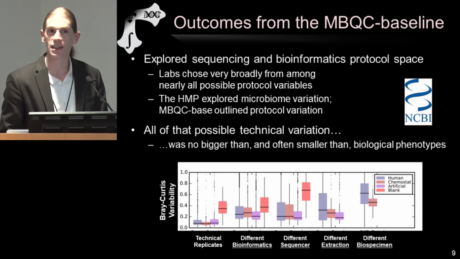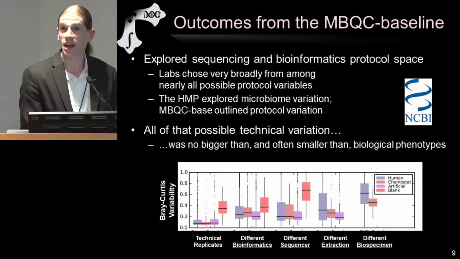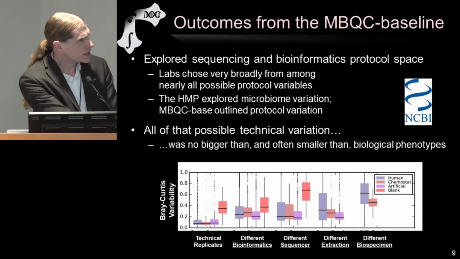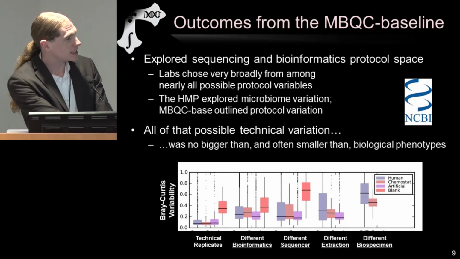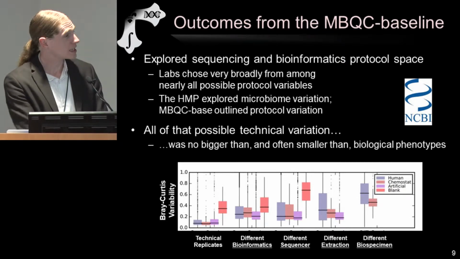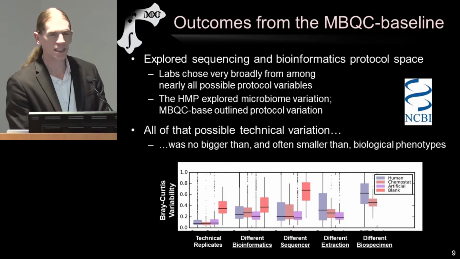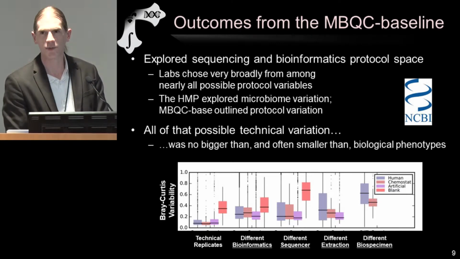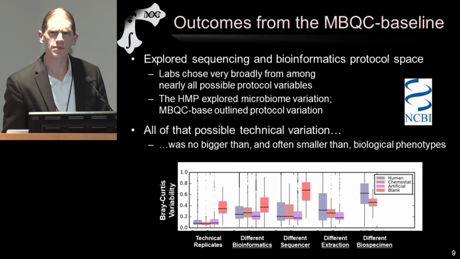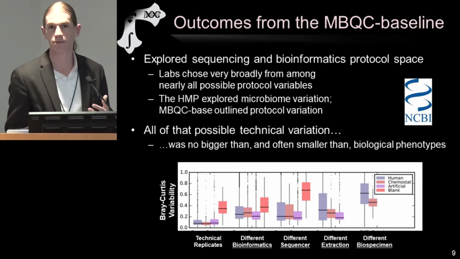But the glass half full way is that most of the time, even in this highly constrained experiment, biological effects were greatest. So on average, the differences between biospecimens were the largest measurable signal in the data, followed by differences in some of the data generation variables, especially because this was amplicon sequencing and nucleotide extraction, the rest of the sequencing protocols, differences in computing, and then a baseline level of noise that was present even in technical replicates.